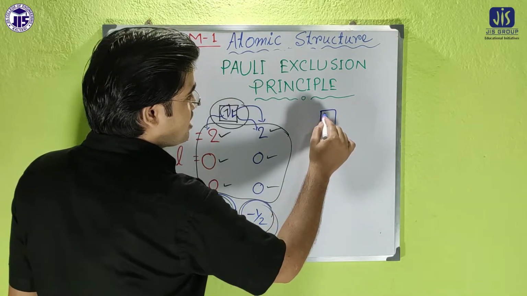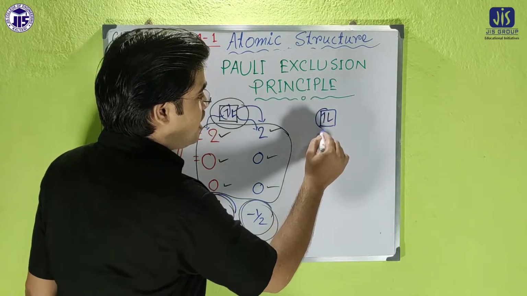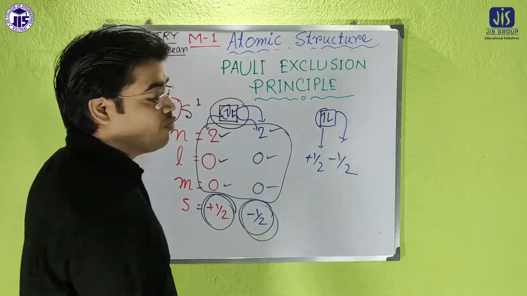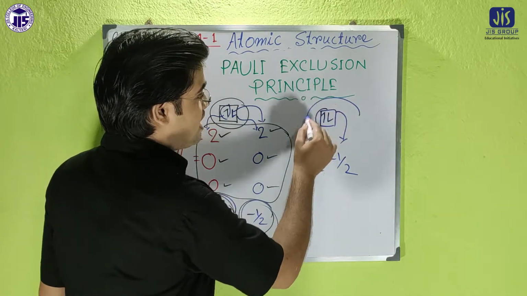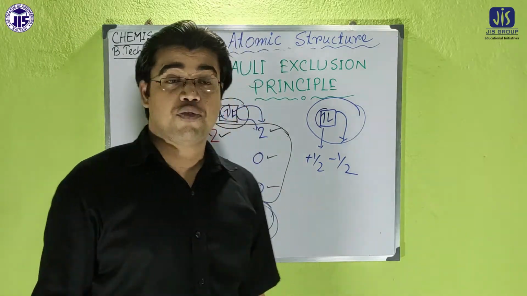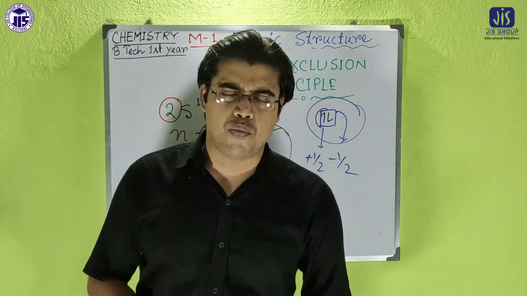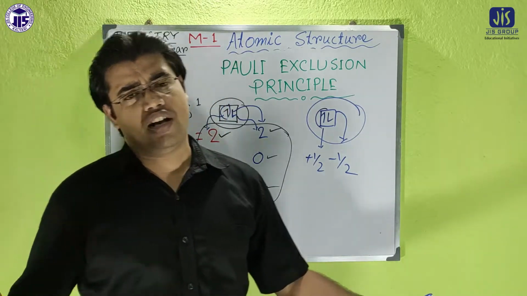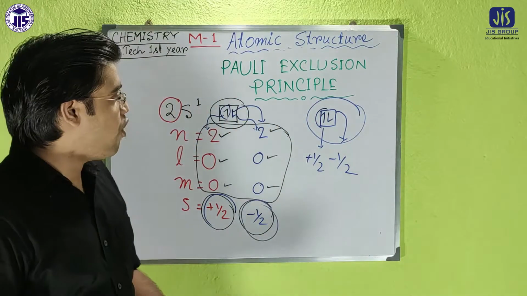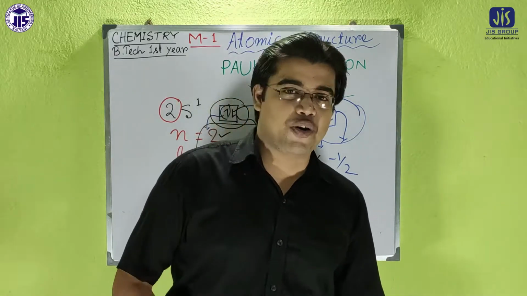So obviously the maximum number of electrons will be 2, because if one spin is plus half, the other spin will be minus half. So the maximum carrying capacity of electrons in a particular orbital is 2. We can get that information from the Pauli exclusion principle: one orbital cannot carry more than 2 electrons. So this is the Pauli exclusion principle, and that concept is very important for the ground state electronic configuration.